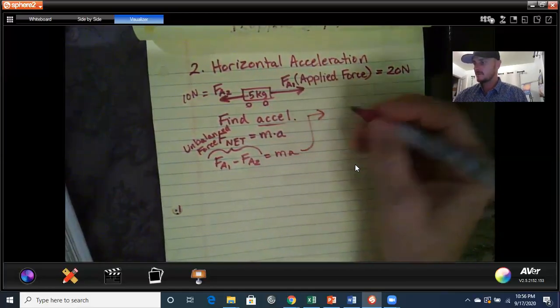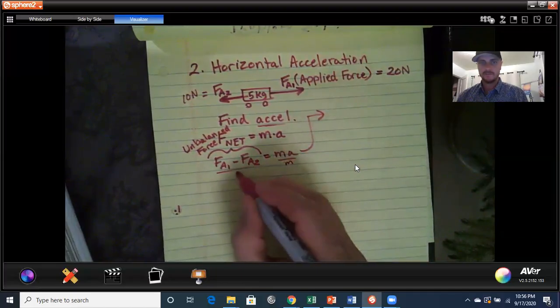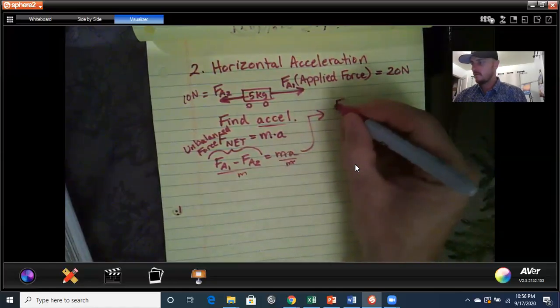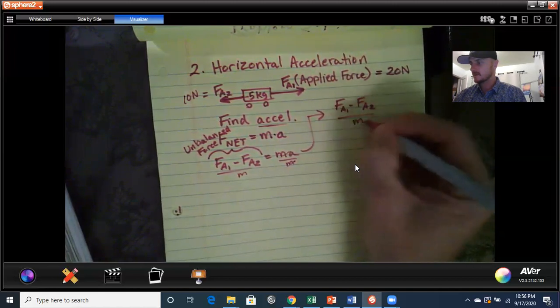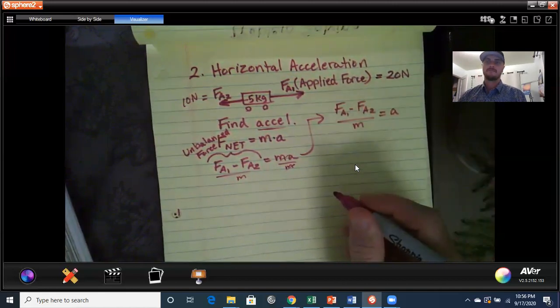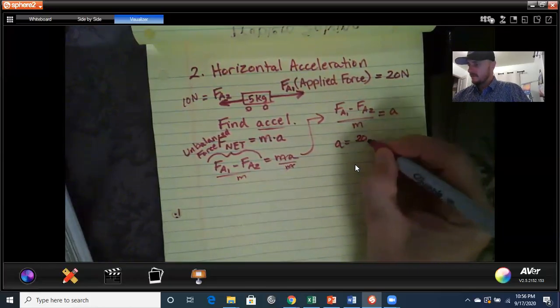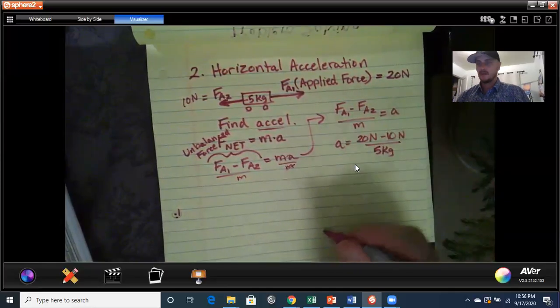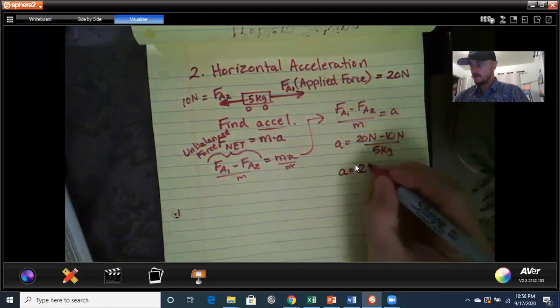Let's come up here and use this space. What would I do with my mass? I would divide it to both sides, wouldn't I? And cross out, right? And I would have FA1 minus FA2, all divided by mass, is equal to my acceleration. So let's plug in our numbers. And you'd have that, right? And acceleration would end up equaling 10 divided by 5. It'd be 2 meters per second squared.